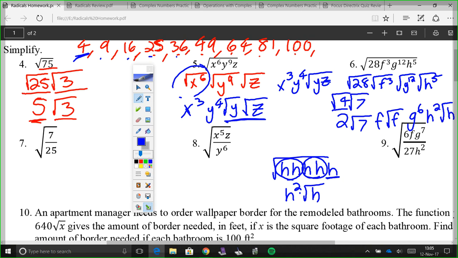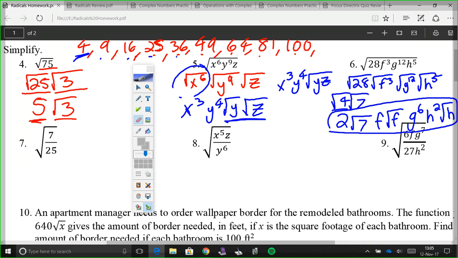So we have pretty much our final answer all written out right here, but we're going to clean it up a little bit because it's a big mess. Anything that's not inside the square root, we're going to write first, and then anything that's left inside the square root, we'll write last. So I've got 2 that's outside the square root. I have an f that's outside the square root, right? I've got g to the 6th that's outside the square root, and I have h squared that's outside the square root.